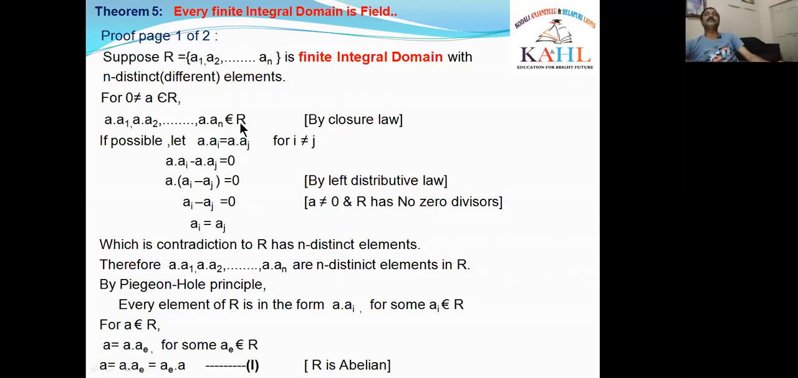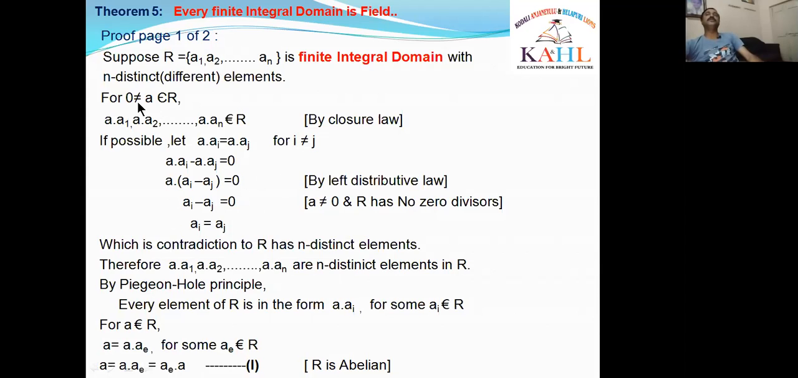But R is an integral domain. Integral domain means two bits: R is an abelian ring, and R has no zero divisors. I am using the second bit. R has no zero divisors. What is that? If ab equal to 0, then either a equal to 0 or b equal to 0, is the no zero divisors definition. Now here ab equal to 0 format is there and R has no zero divisors. That means one of these two must be 0: either a equal to 0 or ai minus aj equal to 0.